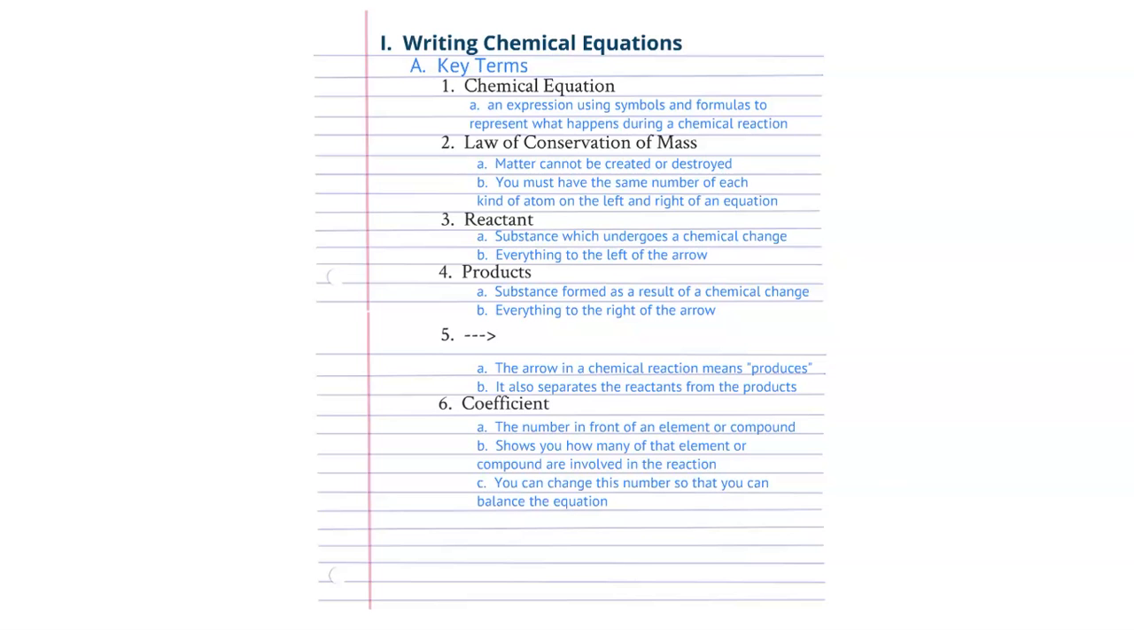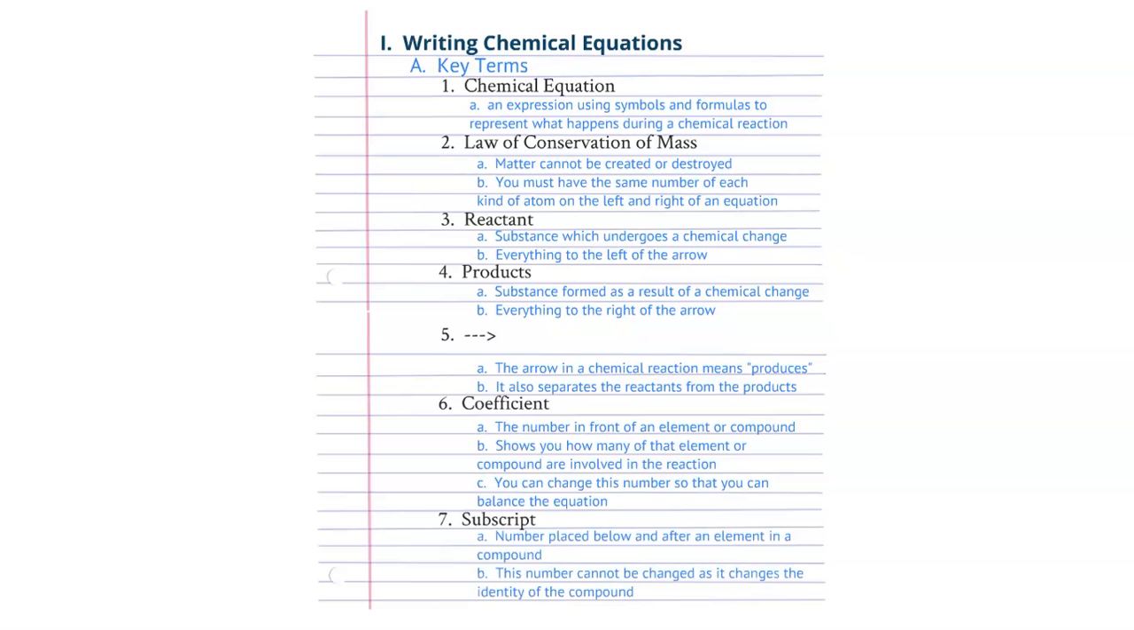The coefficient. A coefficient is the number in front of an element or compound. It shows you how many of the element or compound are involved in the reaction. You can change this number so that you can balance the equation. Okay, and we looked at that at the bottom of your precipitate lab where we put those 2's in so that it would be balanced, so that it would all work out.